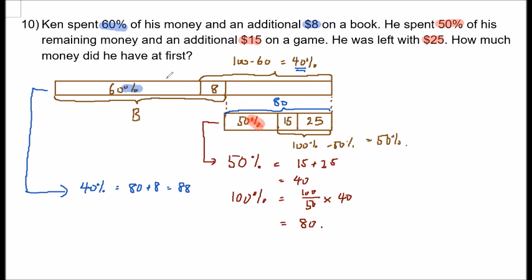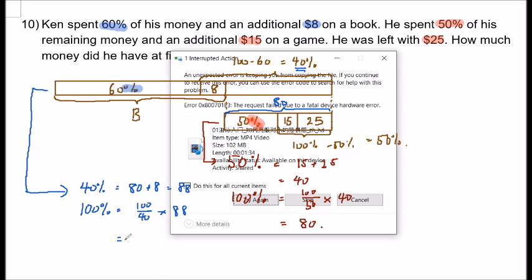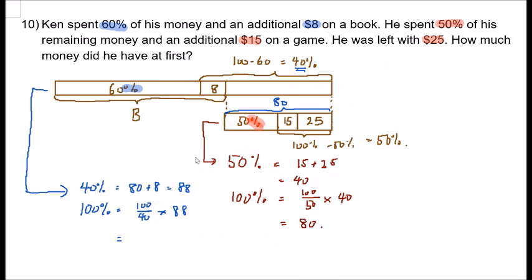So to find how much money he had at first, that is the 100%. So 100 over 40 times 88. That is 100 divided by 40 times 88. So this will give us $220. Okay, so that's the answer.